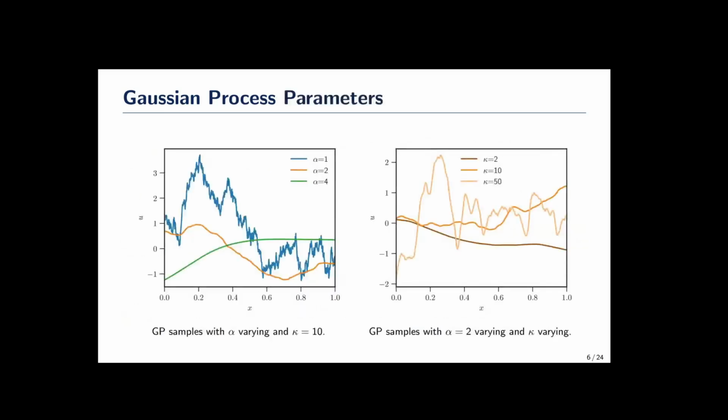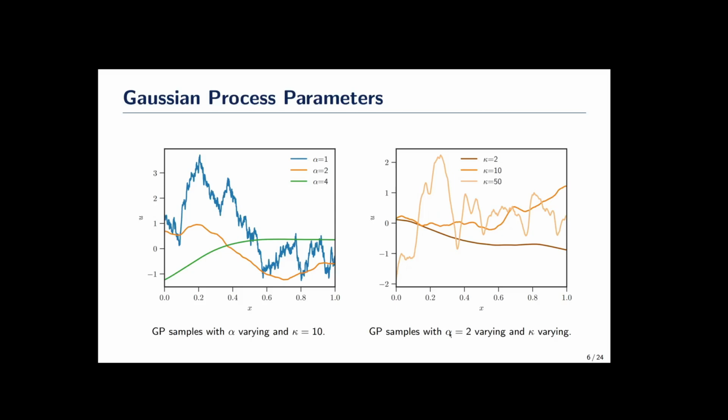To illustrate that, on the left, I'm fixing the value of kappa, and I'm just changing the regularity parameter. So for a regularity parameter of 1, we have very non-smooth, in fact, non-differentiable samples. For alpha equal to 2, they become once differentiable. For alpha equal to 4, they become much smoother. So that's the action of our regularity parameter.